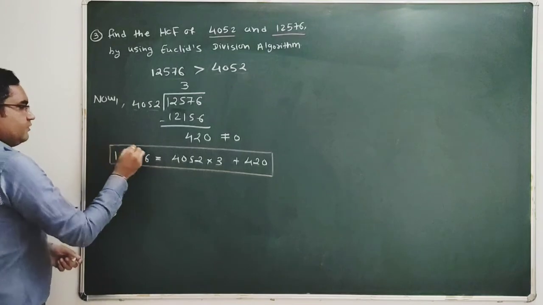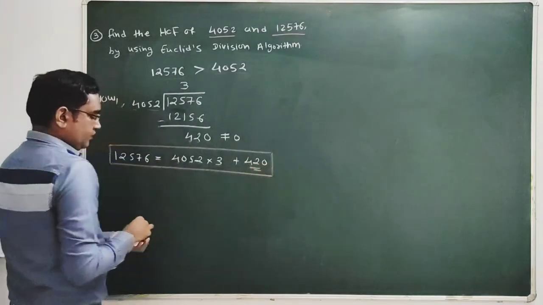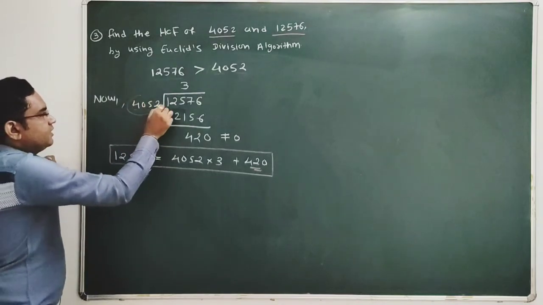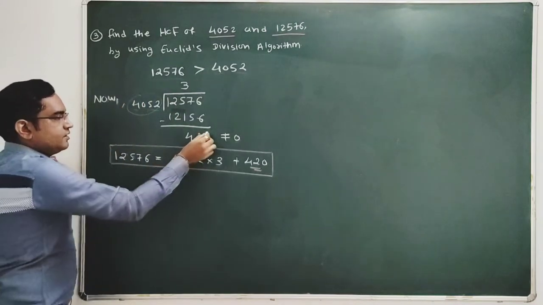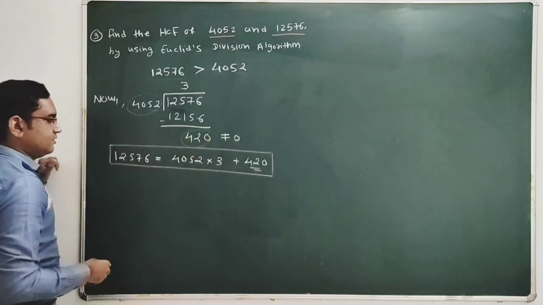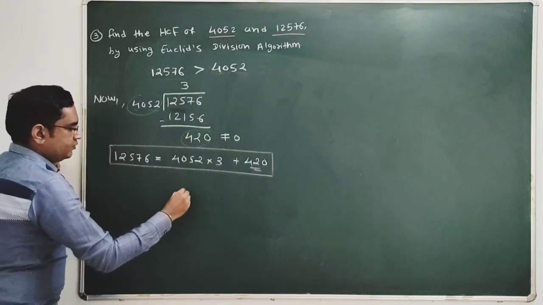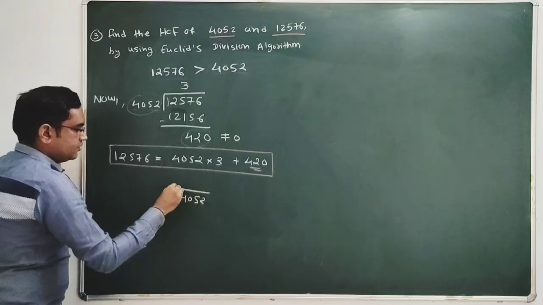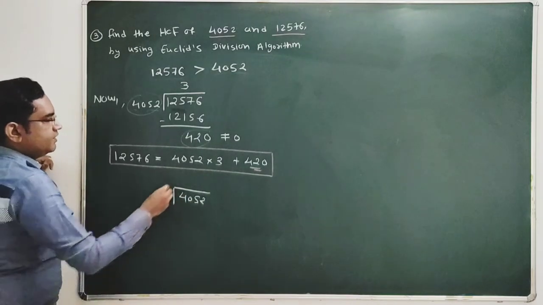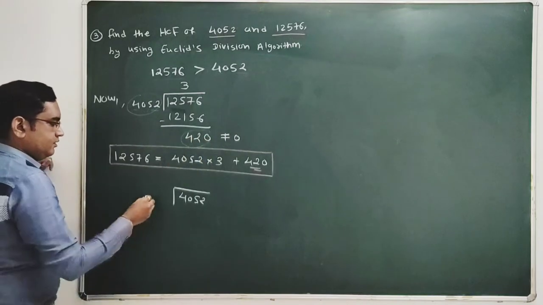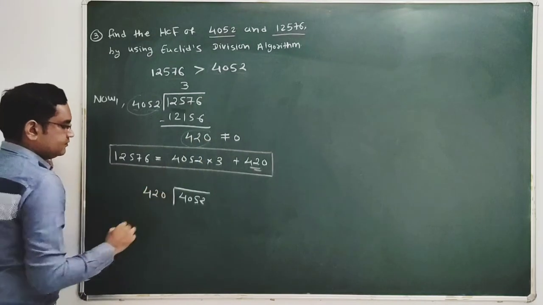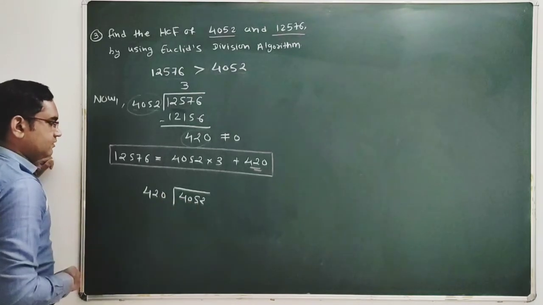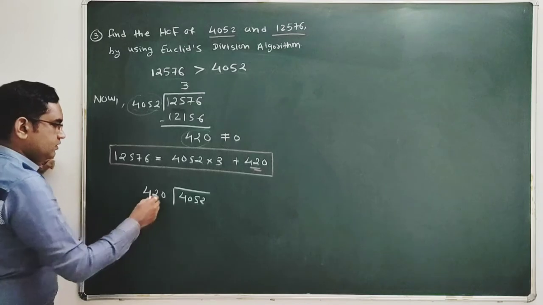And as our remainder is not 0, we have to perform long division again, taking this divisor as the dividend and this remainder as the divisor. So 4052 is the dividend, and this 420, which is the remainder, will now act as the divisor.